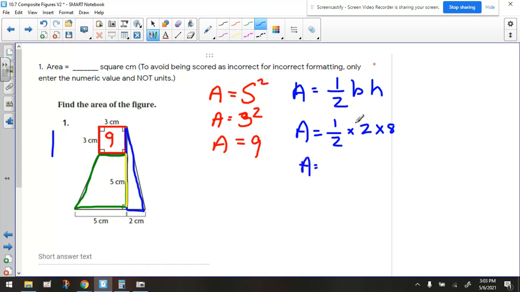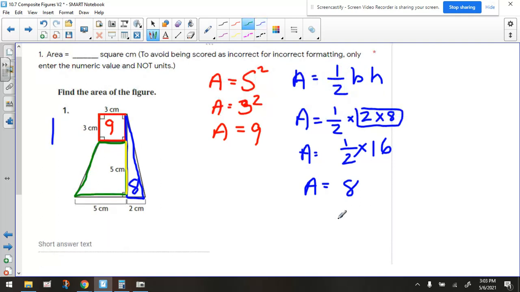If we take 2 times 8 and get 16, we should be able to do half of 16 in our head, and that would give us 8. So the area of the triangle would be 8 square centimeters. Let's put a big old 8 there. All right, now let's tackle the trapezoid.